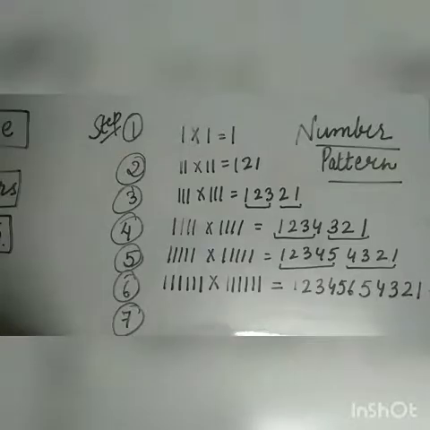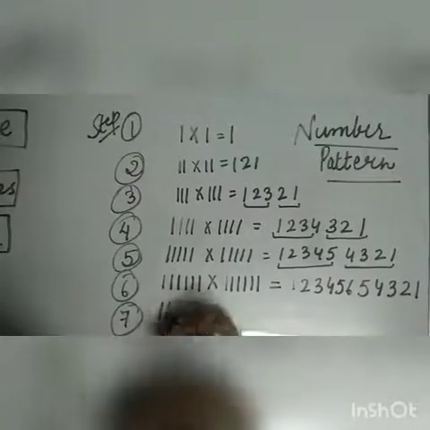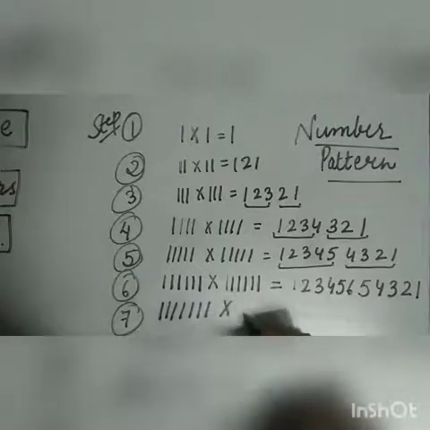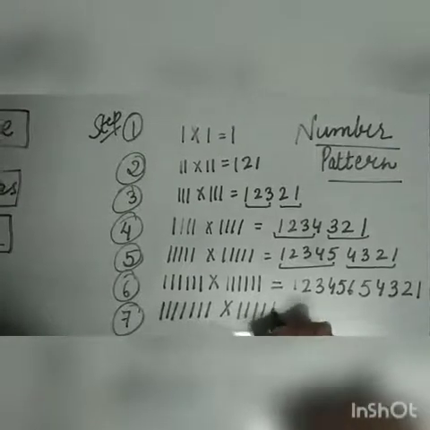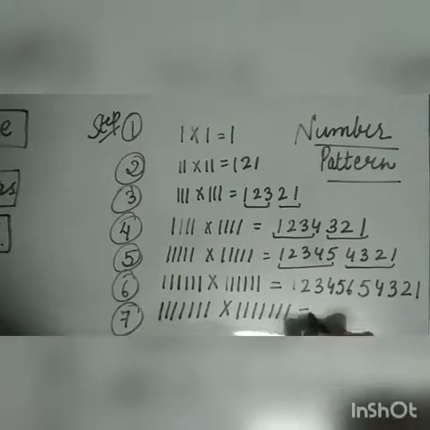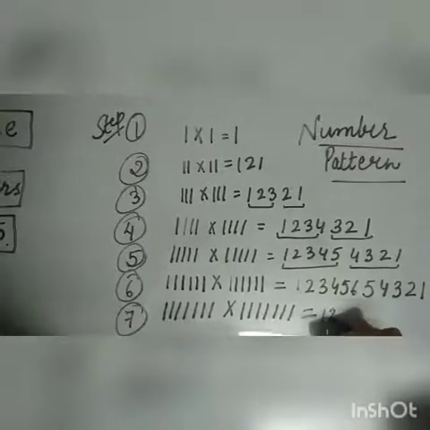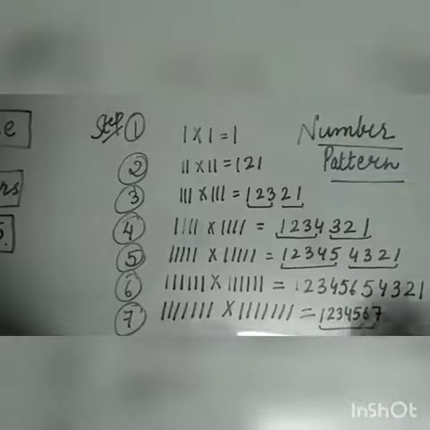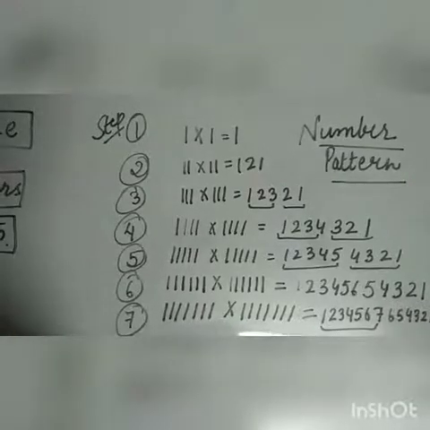Similarly, at step number 7, we will write 1 7 times, 1111111, and multiply it by 1 written 7 times, 1111111. If we multiply both these numbers, we will get 1, 2, 3, 4, 5, 6, 7 and then reverse counting 6, 5, 4, 3, 2, 1. Clear?